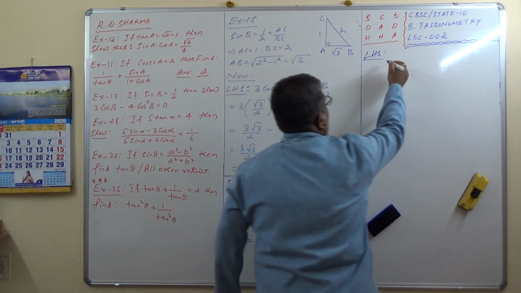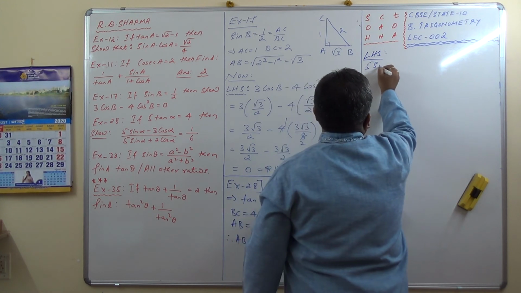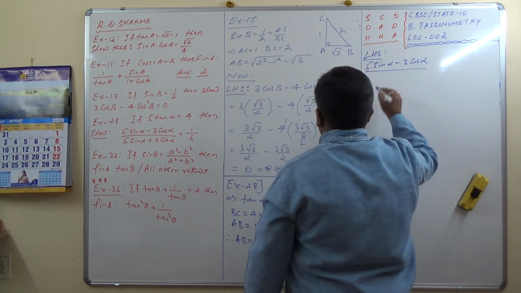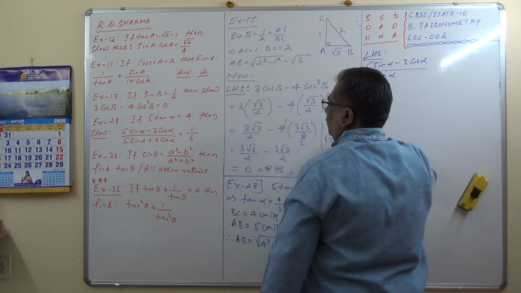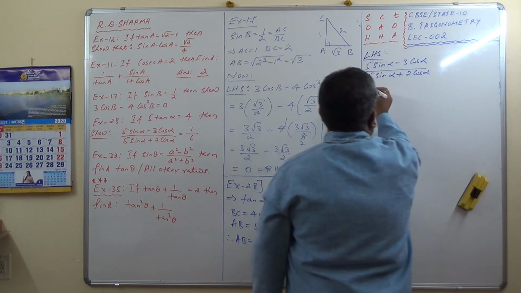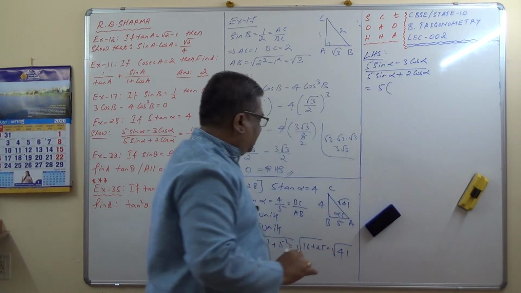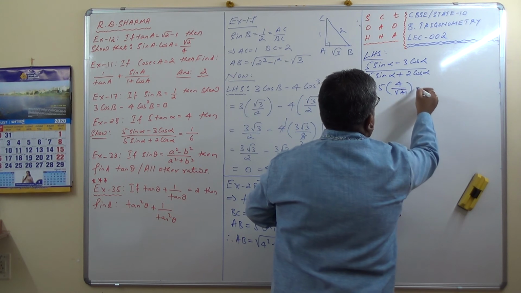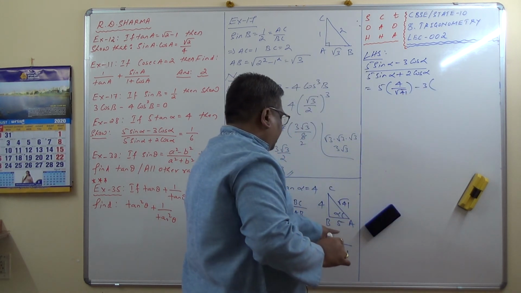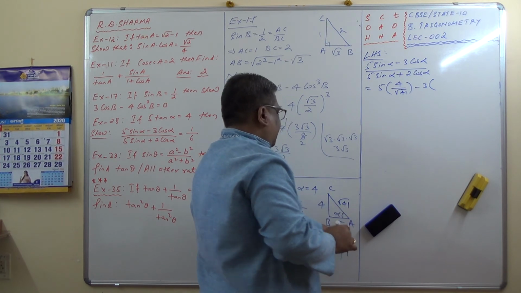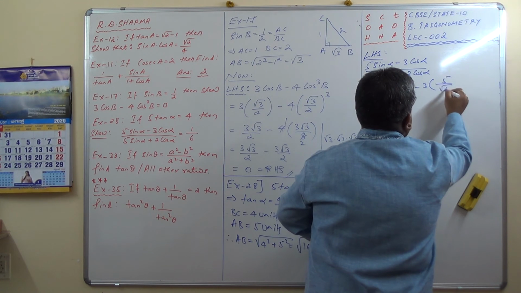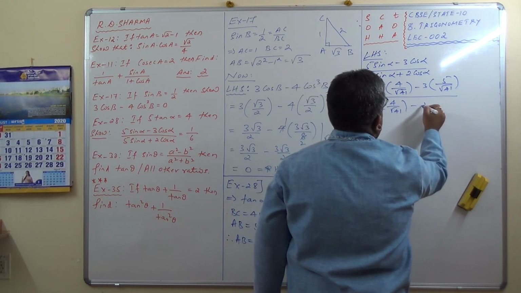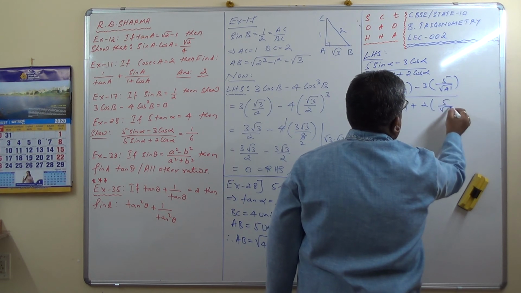Let us now work out the left hand side: 5 sin alpha minus 3 cos alpha, the whole divided by 5 sin alpha plus 2 cos alpha, equals 5 times sin alpha, 4 by root 41, minus 3 times cos alpha, 5 by root 41, divided by 5 times 4 by root 41 plus 2 times 5 by root 41.